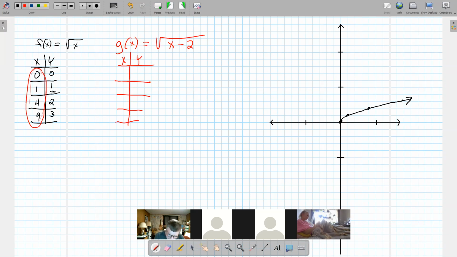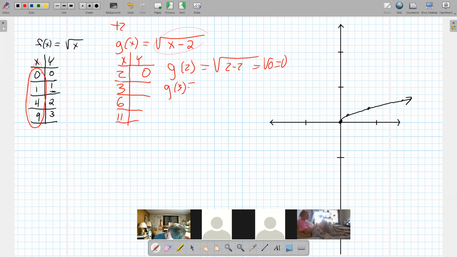Let me show you what I mean. 0 plus 2 is 2. 1 plus 2 is 3. 4 plus 2 is 6. 9 plus 2 is 11. So by adding 2 to the inputs from here, now when I put these in here, the first step is going to be subtract 2. So watch what happens. g of 2 is the square root of 2 minus 2, which is the square root of 0, which is 0.